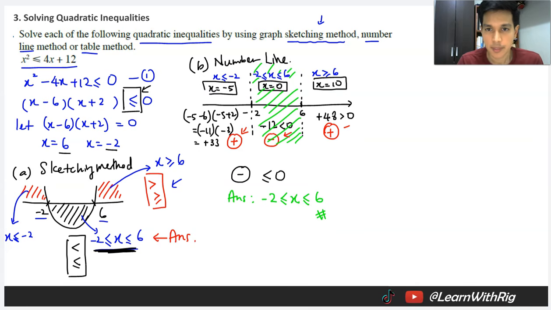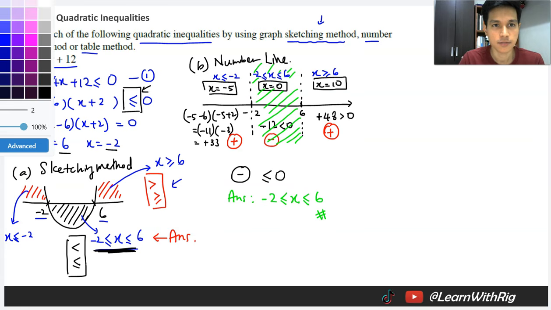Write it there, and then you have to decide, should you take positive value or negative value? Since in this case the question here is less than or equal to 0, it means the answer you should have is negative, okay? Negative value. So because it is a negative value, you take this column, okay? So the answer is this, negative 2 to 6, right? So it's in between. Alright, clear?